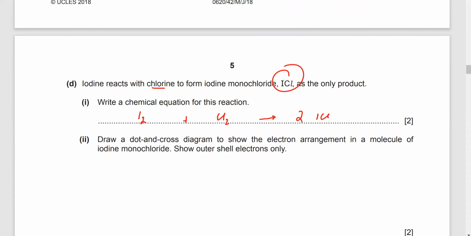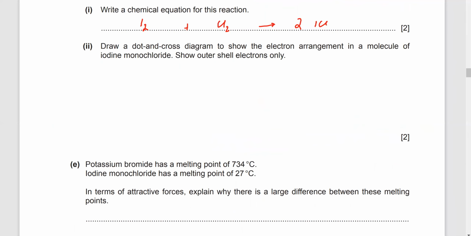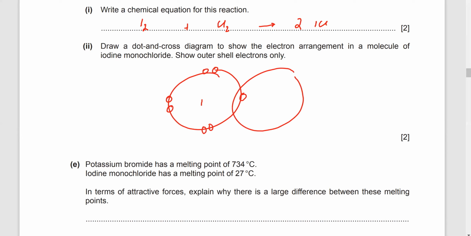The next part is draw a dot and cross diagram to show the electron arrangement in a molecule of iodine monochloride, ICl. I has a total of 7 electrons. Cl also has a total of 7 electrons. So they would basically end up sharing just 1 electron. That's it.